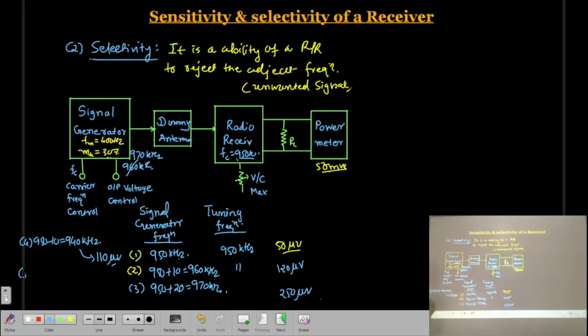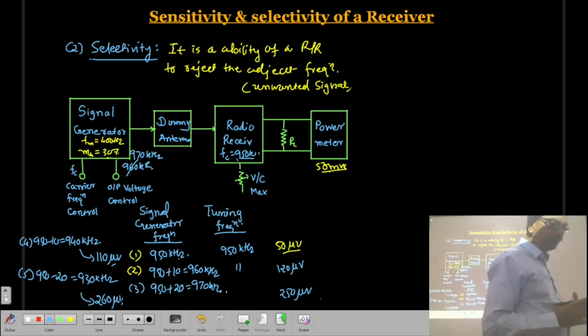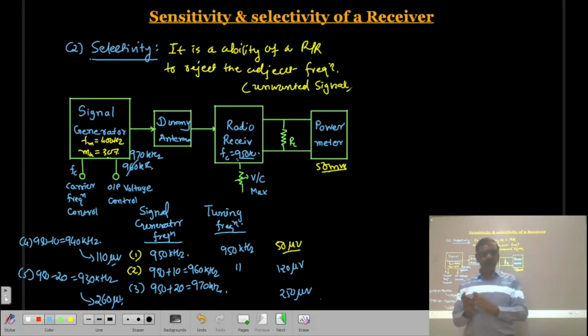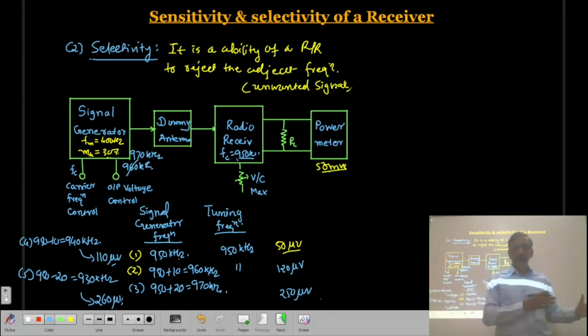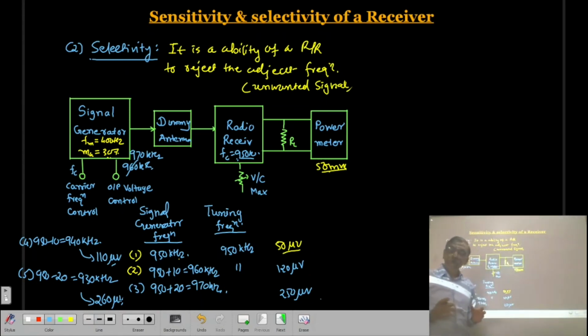Then I am detuning this to 950 minus 20, so 930 kilohertz. And in this case, the required input signal is, let us say, 260 microvolt. Okay? So, in this way, you have to detune your signal generator by plus 10 kilohertz, plus 20 kilohertz, minus 10 kilohertz, minus 20 kilohertz, and you can calculate the attenuation.